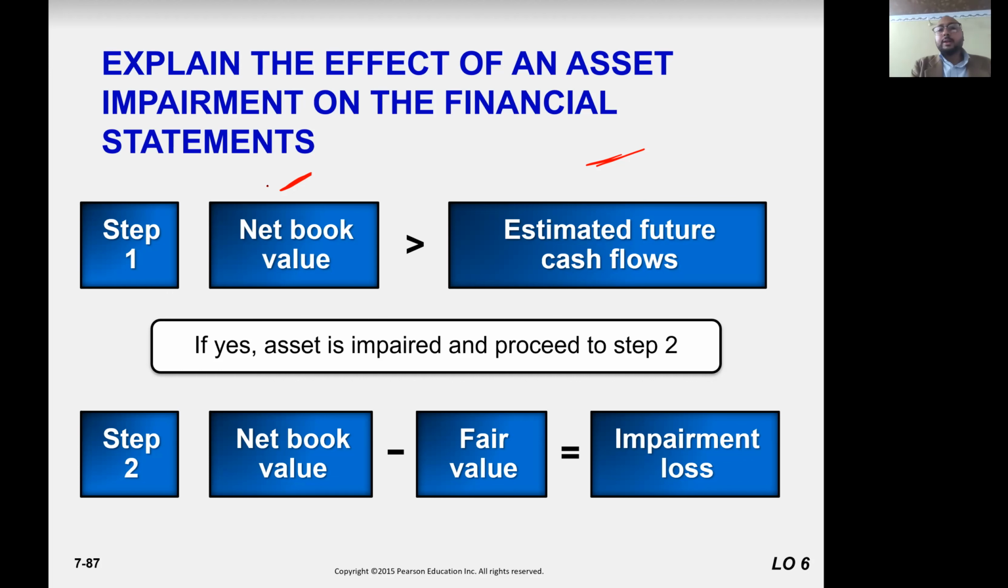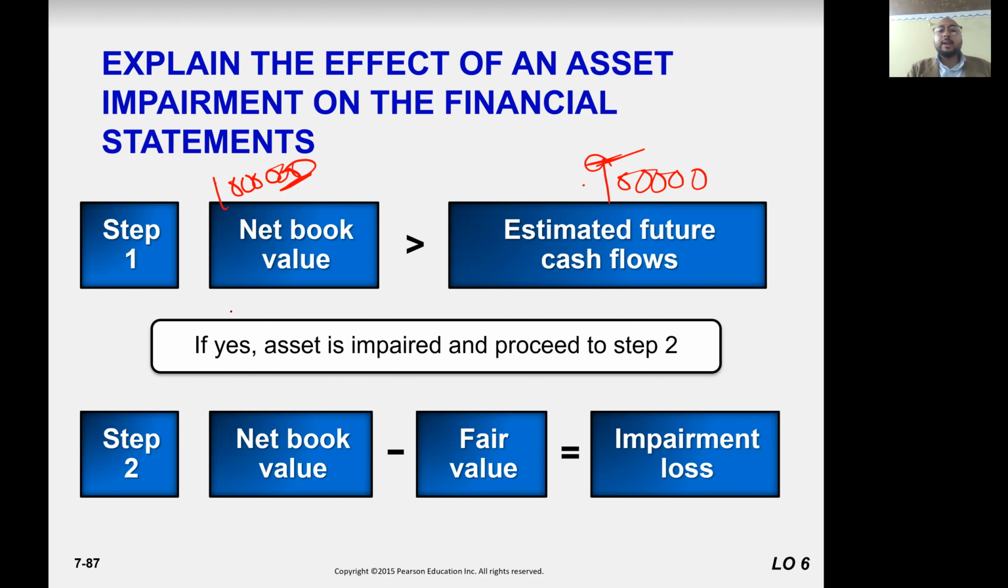So if we recorded our license and franchise book value as 1 million, and in future they are going to give us 900,000, not 1 million, then the first step is completed. If the first step is not completed, then we don't impair the asset. There is no entry for impairment loss.